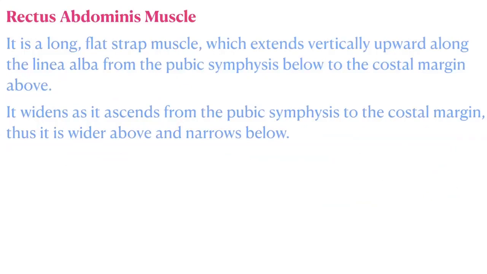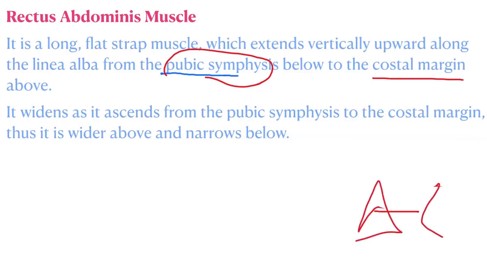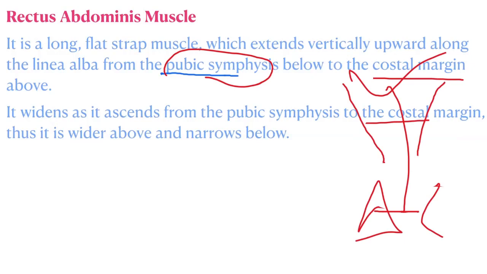Coming to the muscle proper, it is a long flat strap muscle which extends vertically upward along the linea alba from the pubic symphysis below to the costal margin above. So from pubic symphysis to costal margin, right? It widens as it ascends, right? It is wider above the umbilicus, as it ascends from pubic symphysis to costal margin, thus it is wider above and narrows below. Okay, so this is the narrower part, whereas this is the wider part.